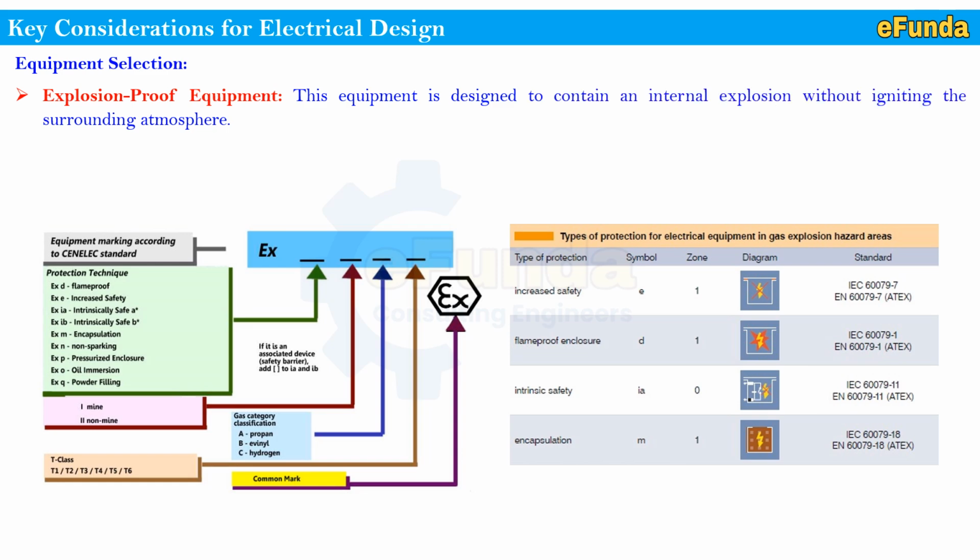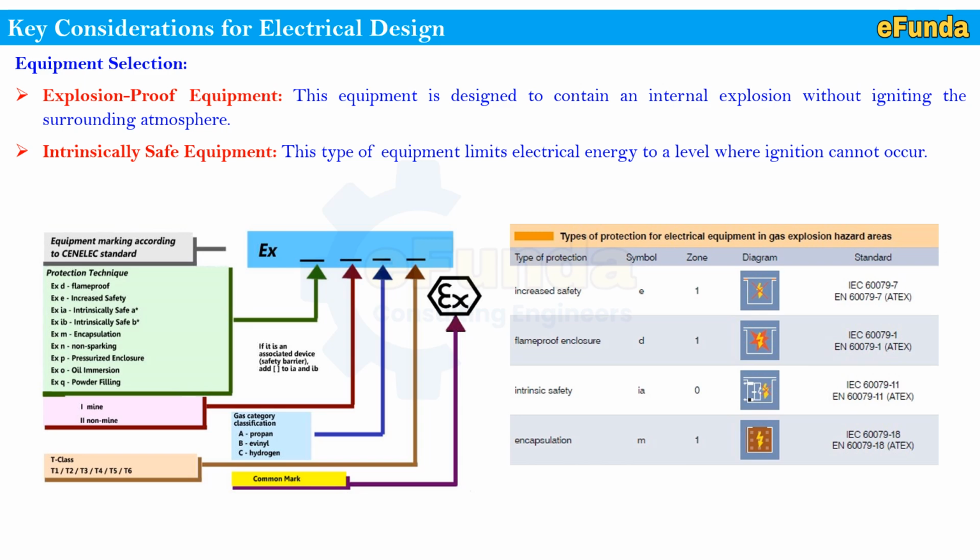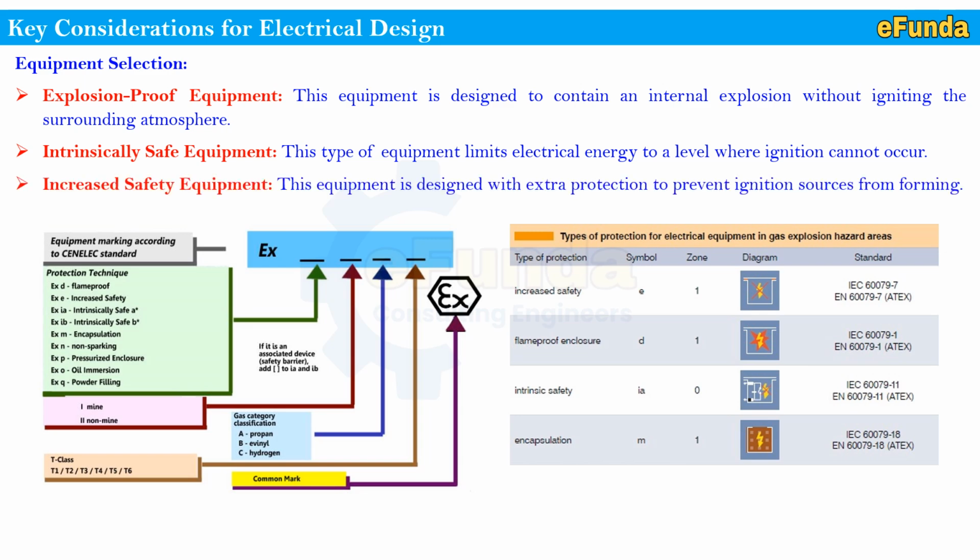This equipment is designed to contain an internal explosion without igniting the surrounding atmosphere. Second, intrinsically safe equipment. This type of equipment limits the electrical energy to a level where ignition cannot occur. Third, increased safety. This equipment is designed with extra protection to prevent an ignition source from forming itself.